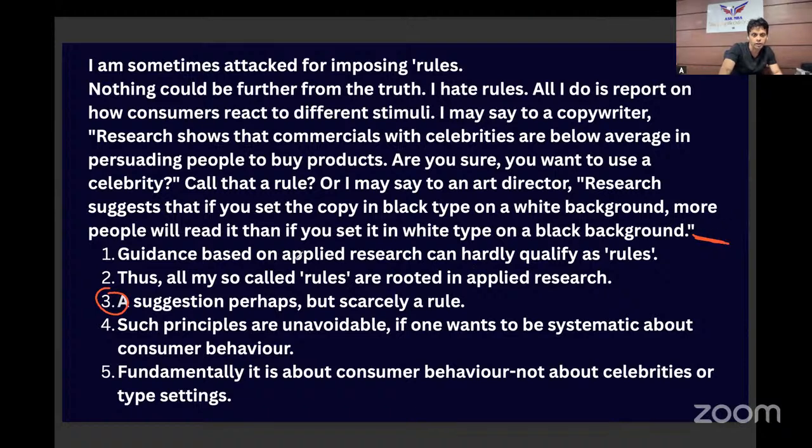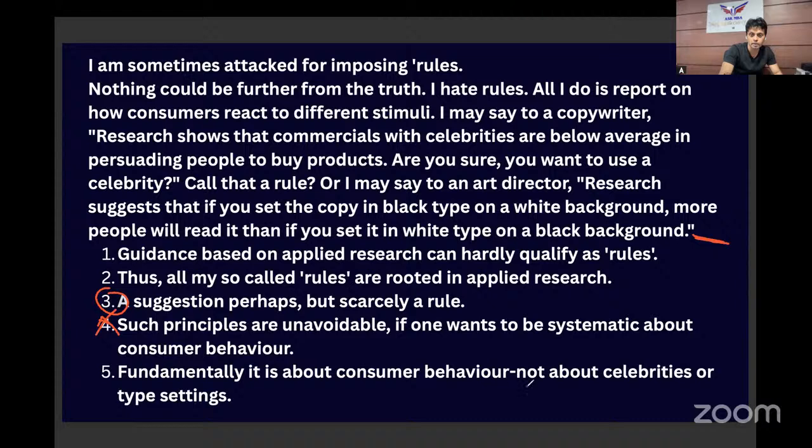The end of paragraph. Guidance based on applied research can hardly qualify as rule. Thus, all my so-called rules are rooted in applied research. A suggestion, perhaps, but scarcely a rule. Such principles are unavoidable if one wants to be systematic about consumer behavior. Fourth option definitely is not making sense. Okay, I get that. Fourth option is definitely not making sense.